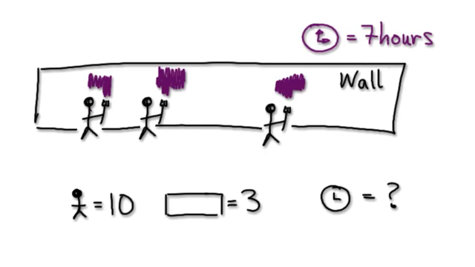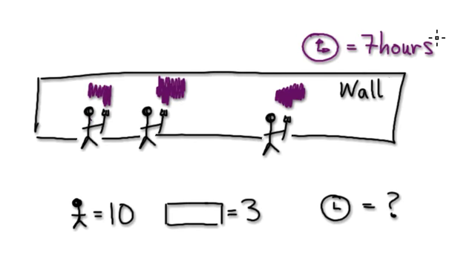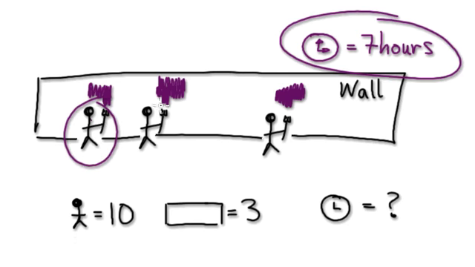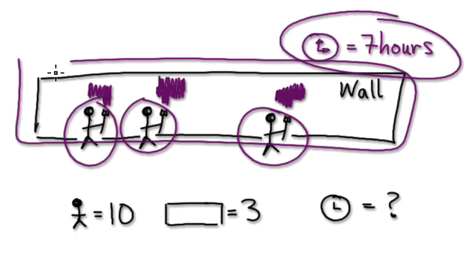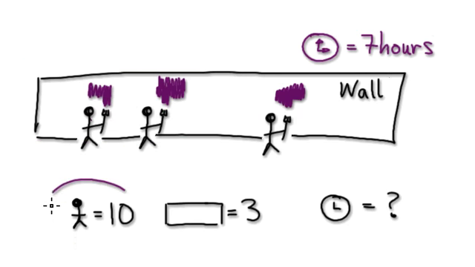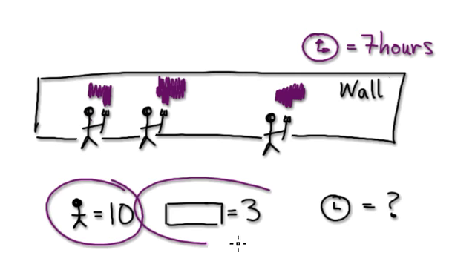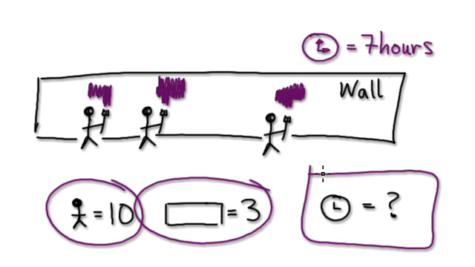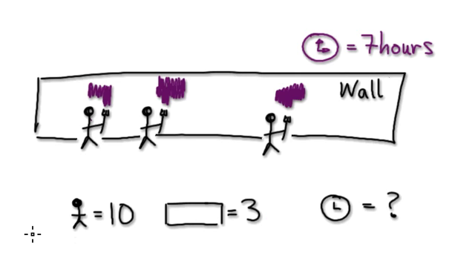Okay, let's give you guys some more practice. If it takes 7 hours for three people here to paint one wall, how long will it take for 10 people to paint three walls? Find out how long it takes for 10 people to paint three walls. Press pause and have a go.